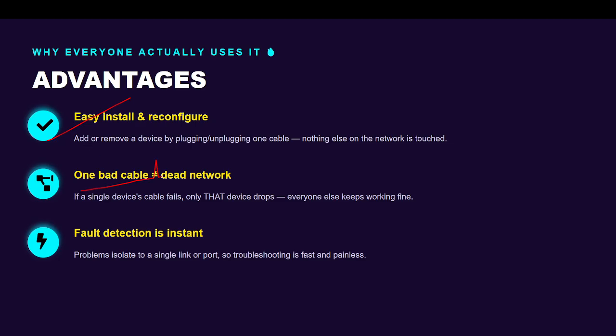Two, one bad cable does not equal a dead network, as it does in ring topology. In ring topology, if one single cable fails, the entire network drops down. So one bad cable does not take down your whole network. Only that one device drops. Third one is fault detection is instant. Finding the problem is instant because it's always isolated to one link.